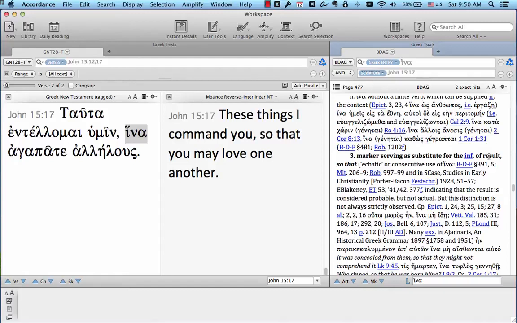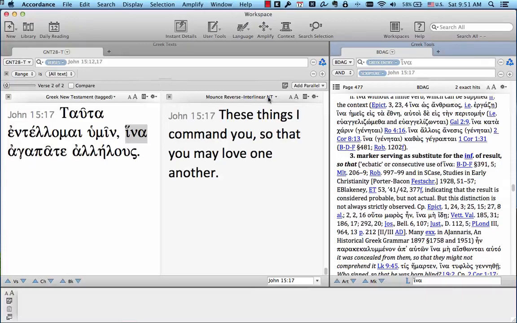Or does John 15:17 indicate, in other words, what's the meaning of hina? Does this indicate the content of what is commanded? Is the command in order that they love, or is the command that they love? Well, that, of course, is the question of the passage.